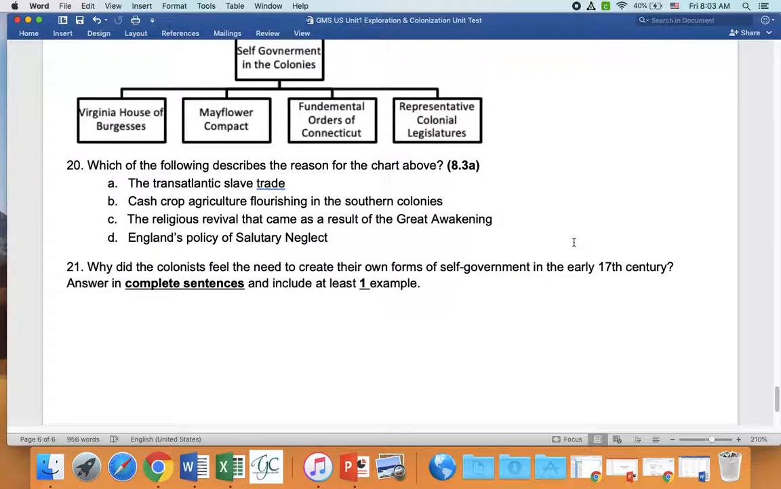And finally, number 21, it's an essay question: why do the colonists feel the need to create their own form of self-government in the early 17th century? You're going to answer in complete sentences on the back of your paper and include at least one example.